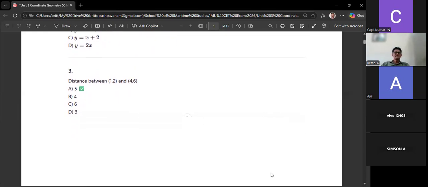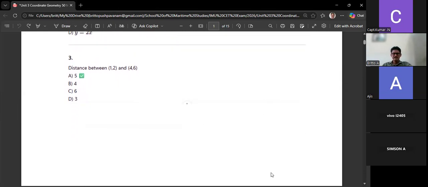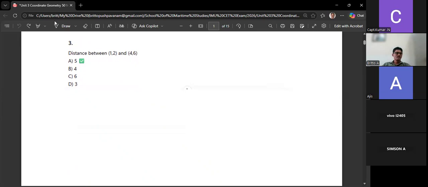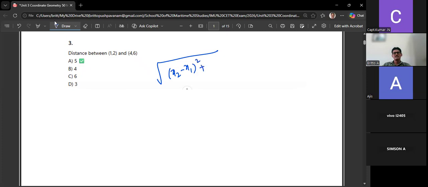Now, third question. We have the distance between the 2 points. We are given a point x1 comma y1 and x2 comma y2. If we are given 2 points x1 y1 and x2 y2, then you know the distance between the 2 points, which is the formula, square root of x2 minus x1 whole square plus y2 minus y1 the whole square. This is the distance between the 2 points.